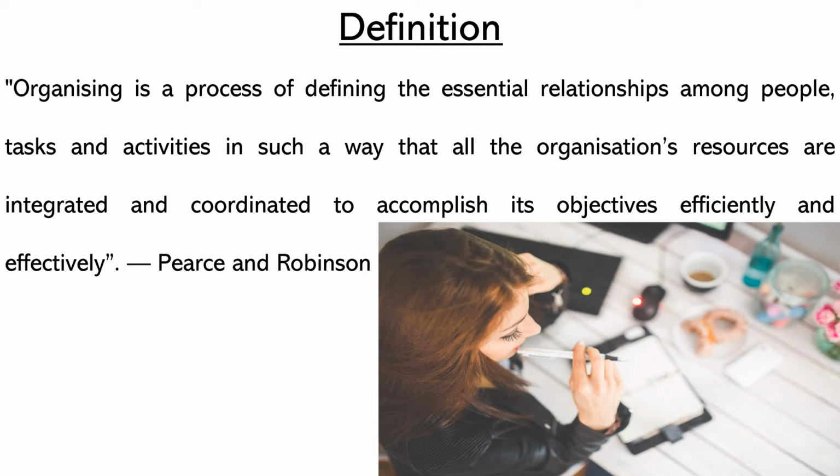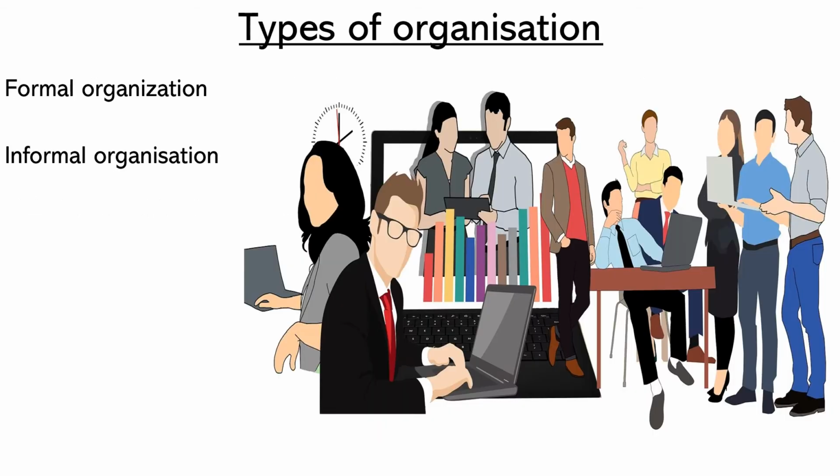Next one, types of organization. There are basically two types of organization. Formal organization means a well structured organization. Every employee in that organization knows: this is the task that I have to perform, these are the roles that I have to perform. If I don't complete this work, I am responsible for this work, and I have to monitor these many subordinates.